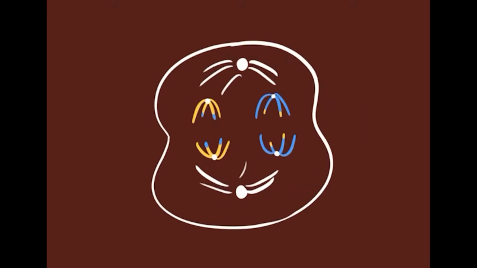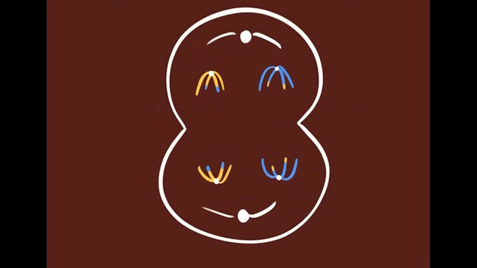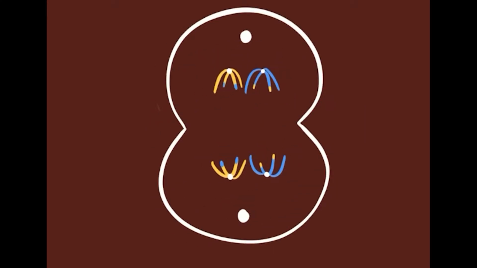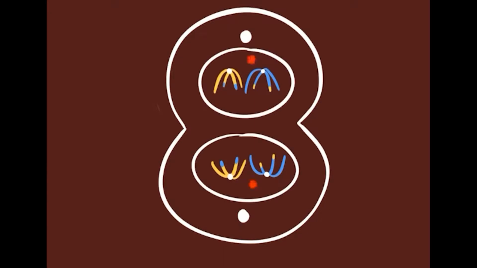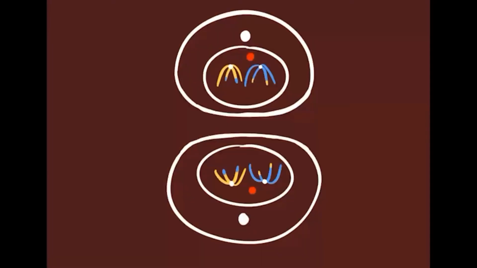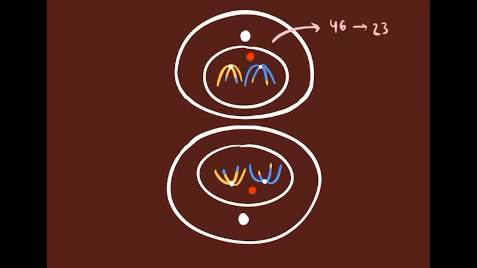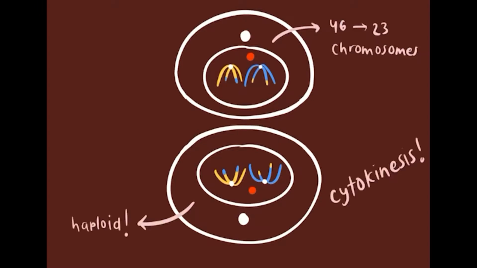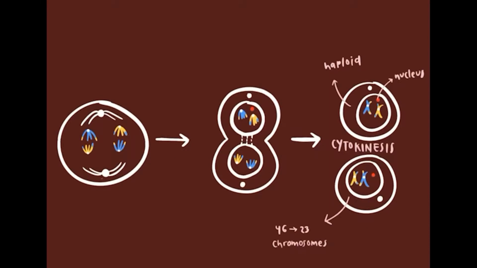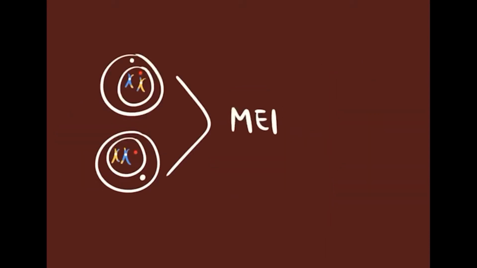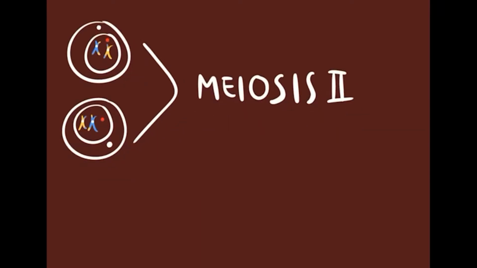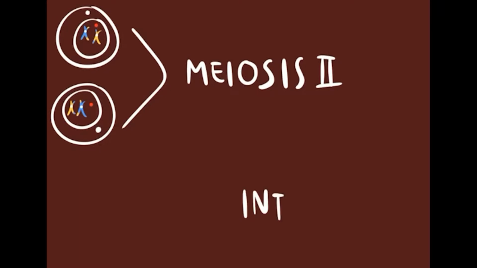In this process, the nuclear membrane starts to form around the daughter chromosomes at each pole of the cell. At this point, the daughter cells contain half the amount of original chromosomes, from 46 to 23 chromosomes, and the resulting daughter cells are haploid. After meiosis 1, cytokinesis follows, where the cell is completely divided into the two daughter cells. Now that we have two haploid daughter cells, meiosis 2 can take place. Note that there is no interphase between meiosis 1 and meiosis 2. This is to avoid further DNA replication.